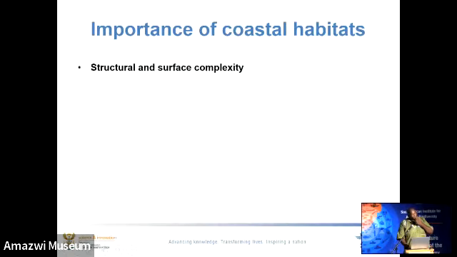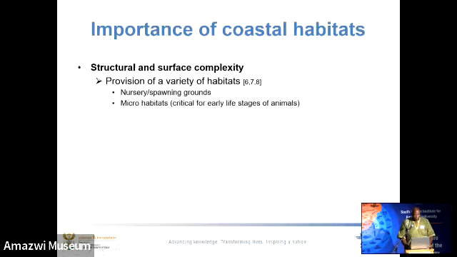Now, the importance of coastal habitats is they provide structural and surface complexity, in the sense of providing a variety of habitats. And that gives rise to nursery and spawning grounds and microhabitats, which can be critical for early life stages of animals, in my case invertebrates, and then this increases biodiversity.